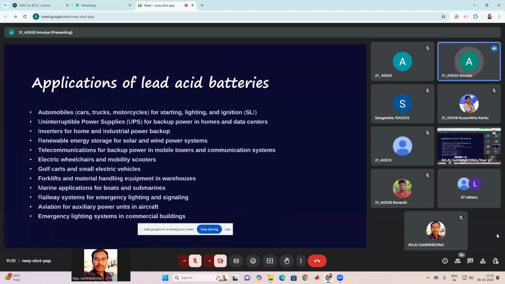These are the applications of lead acid batteries: automobiles, lighting, ignition, and inverters, which we use at home and also for industrial purposes, and also uninterruptible power supplies, or UPS, which let us keep using power at home when there is an outage. Also in telecommunications and various electric vehicles like wheelchairs, mobility scooters, and golf carts, and marine applications, like submarines and boats at sea. Also in railway systems, like lighting and signaling, where trains communicate about which train goes first, and also in aviation, in aircraft. These are all the applications of lead acid batteries.